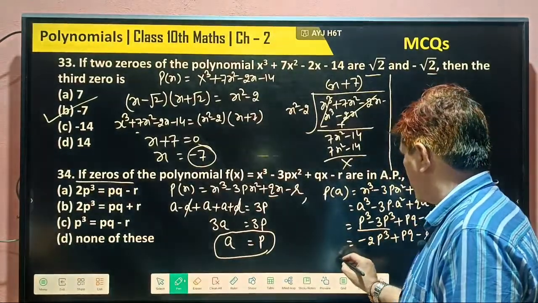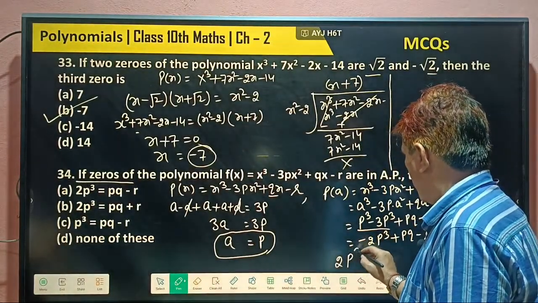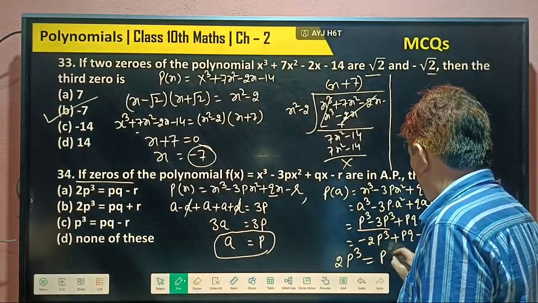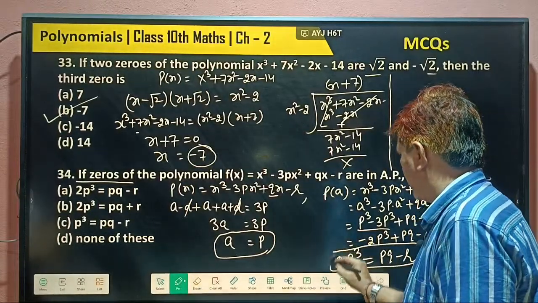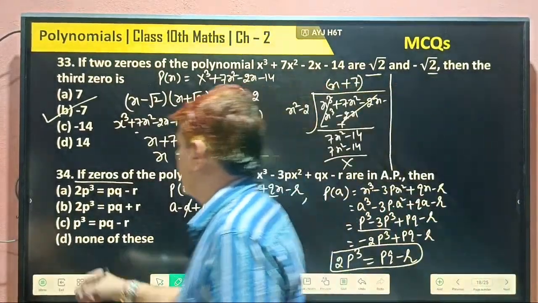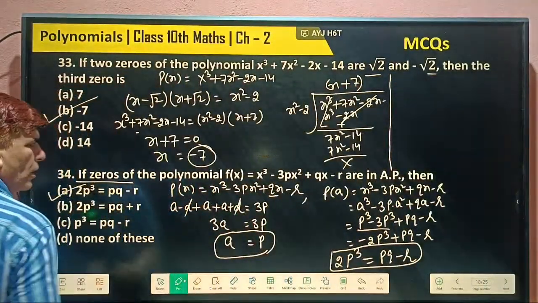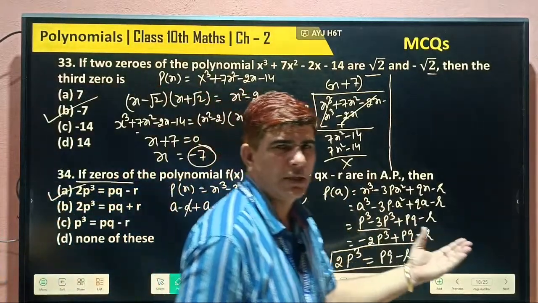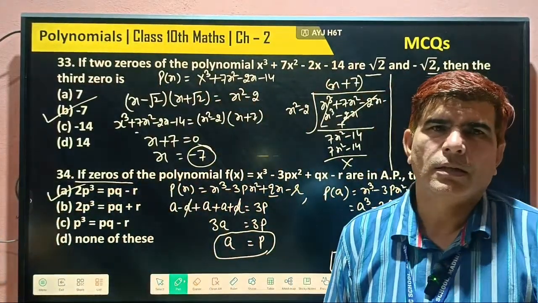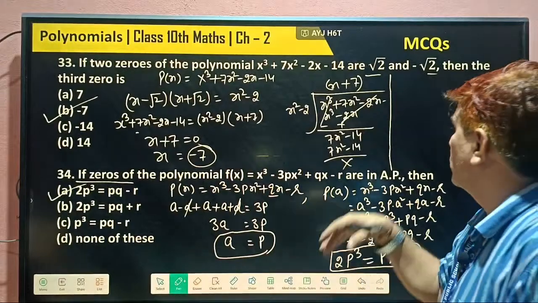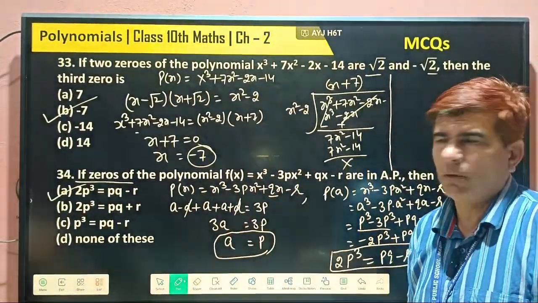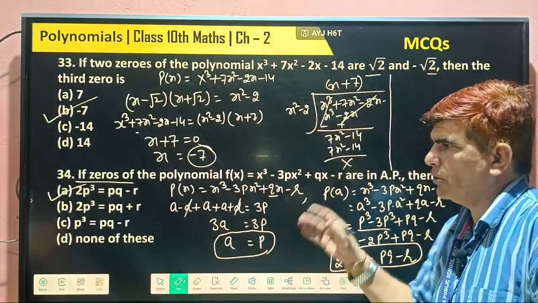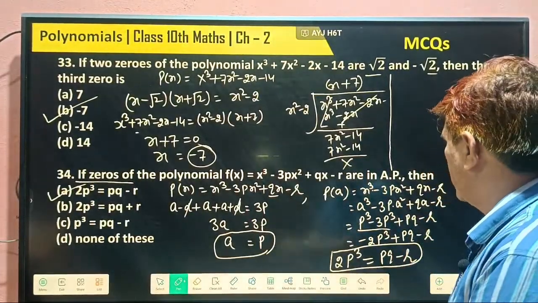Understood? Bring this in that side. So 2p cube is equal to pq minus r. Is this relation given anywhere? Yes, given. So this is also our answer. We can solve by that method also, but that's creating problem. We have to find the value of D in the form of p, q, r, and then put it. But this is an easy method as compared to that. So that's why I'm telling this.